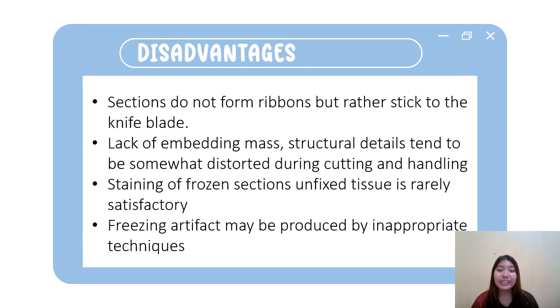And lastly, the disadvantages of frozen and cryostat sections. First, the sections do not form ribbons, but rather stick to the knife blade. The next is that it lacks an embedding mass. The structural details tend to be somewhat distorted during cutting and handling. Next, the staining of frozen sections of fixed tissue is rarely satisfactory. And lastly, freezing artifacts may be produced by inappropriate techniques, which include the presence of ice crystals in the tissues, nuclear ballooning and vacuolation, and separation of mucosal and other epithelial tissue.